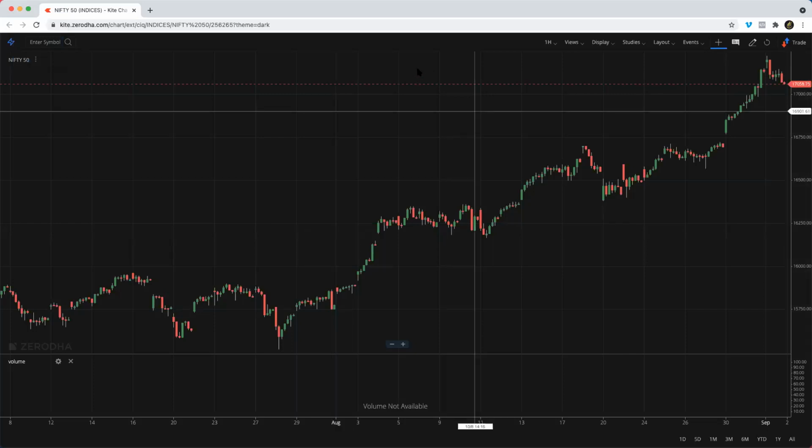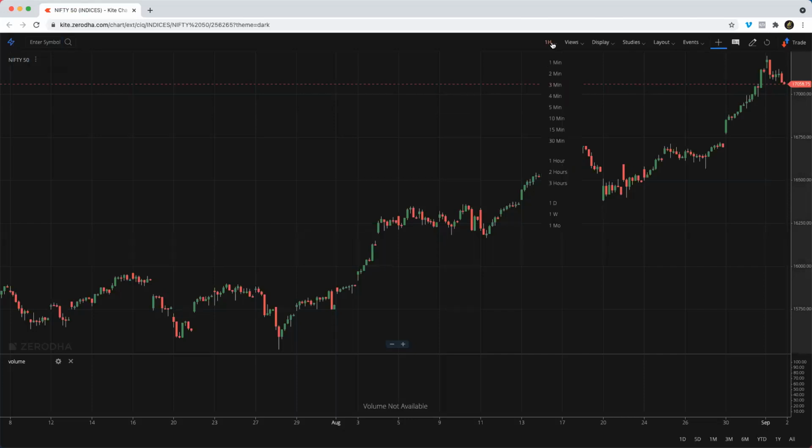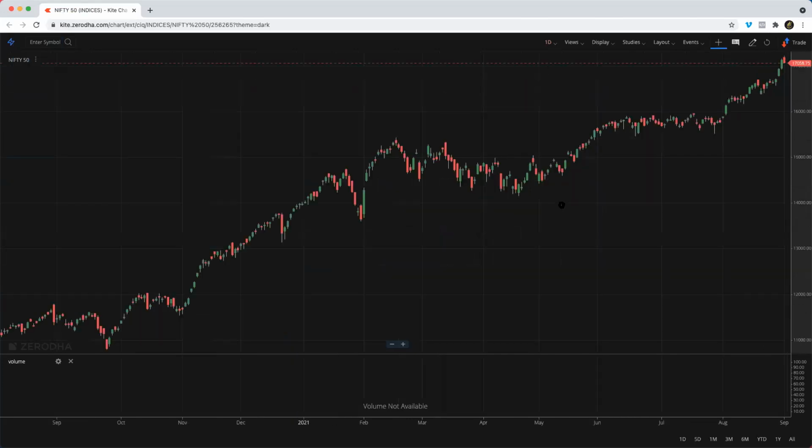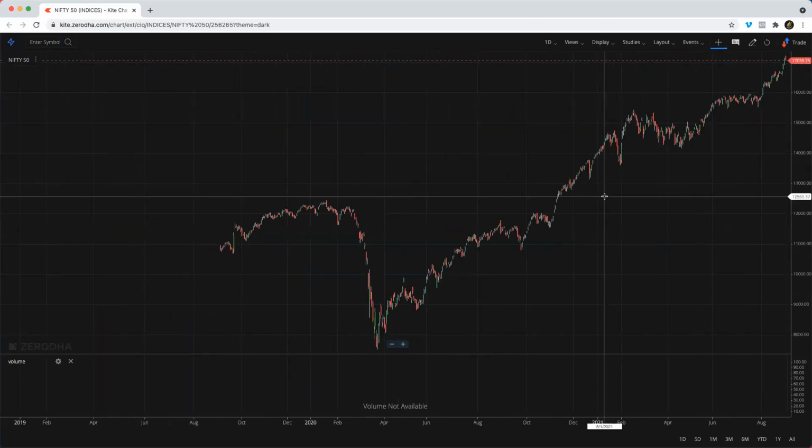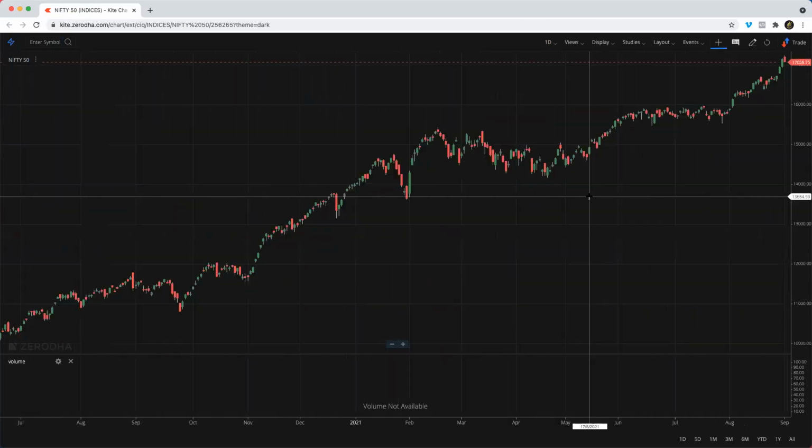Now, I'll just show you this thing happening with Nifty. I suppose most of you out here understand what Nifty is. Nifty is the index of National Stock Exchange. So we'll start off with Nifty itself. Let's have a look at Nifty in the 1 day time frame.